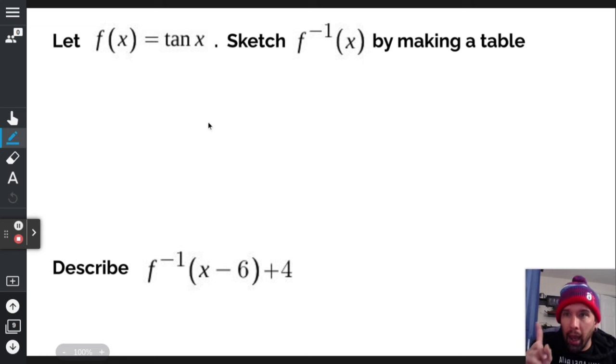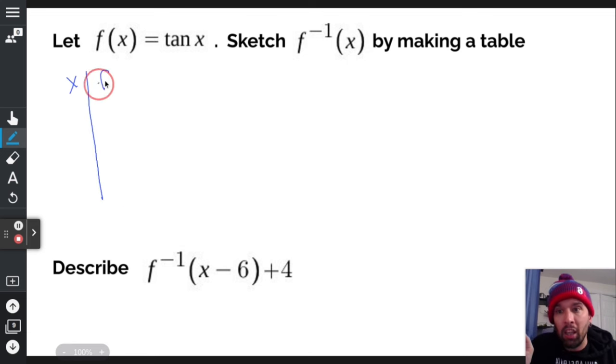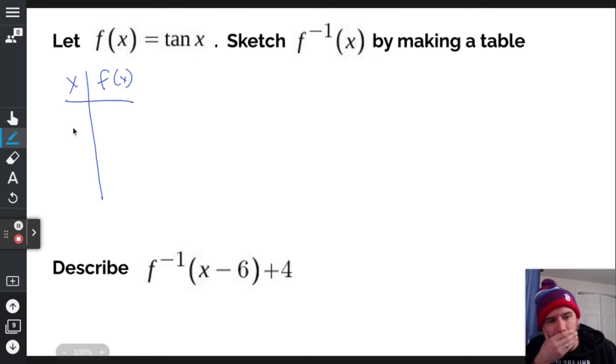All right, I have tan, f of x equals tan. I'm going to sketch regular f of x. I can handle this. But instead of sketching the original, I'm going to do it by making a table. So what does that mean? Well, let's make a table of regular f of x. Let me adjust my pad because all my lines are crooked. F of x.